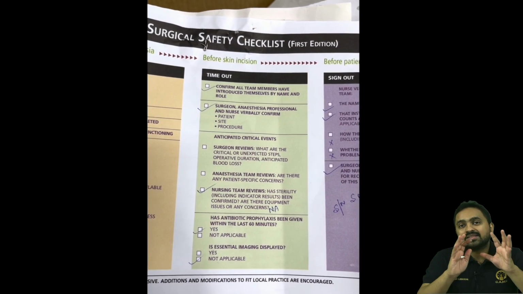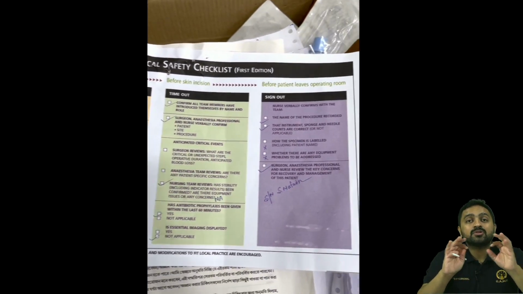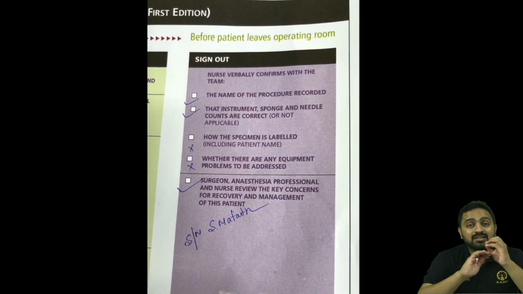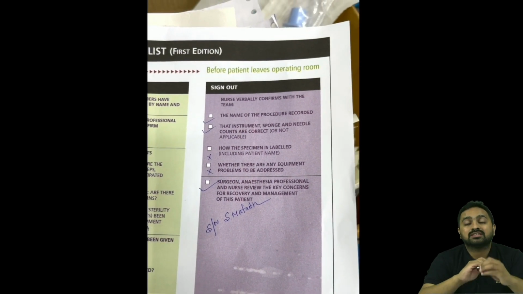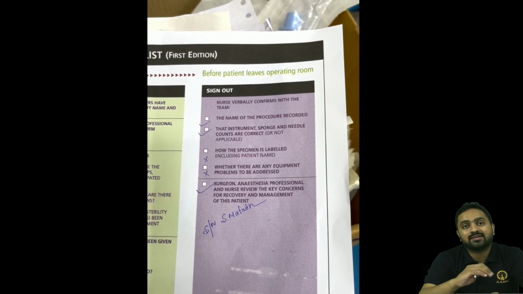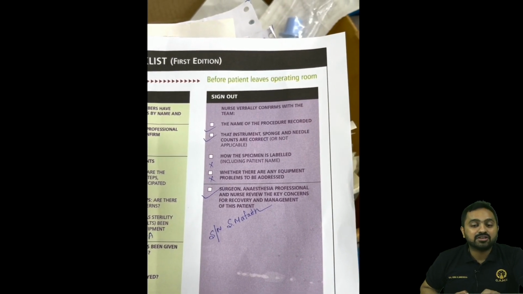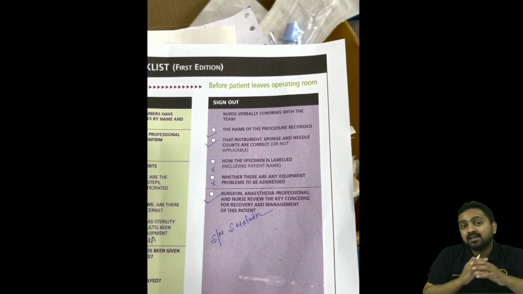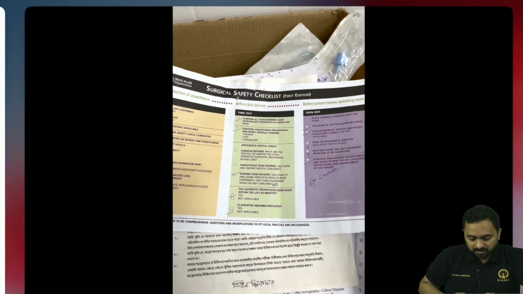Now, what is the surgical safety checklist? This is basically a conglomeration of three components which are seen, done and checked to ensure the proper conduct of OT in an operation theater. So let's take a look at the detailed explanation of the surgical safety checklist, because we might be getting some of the MCQs framed from this particular topic.